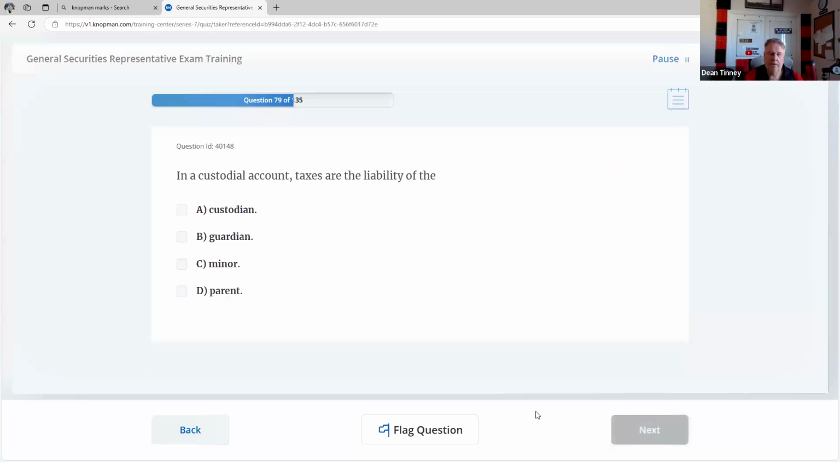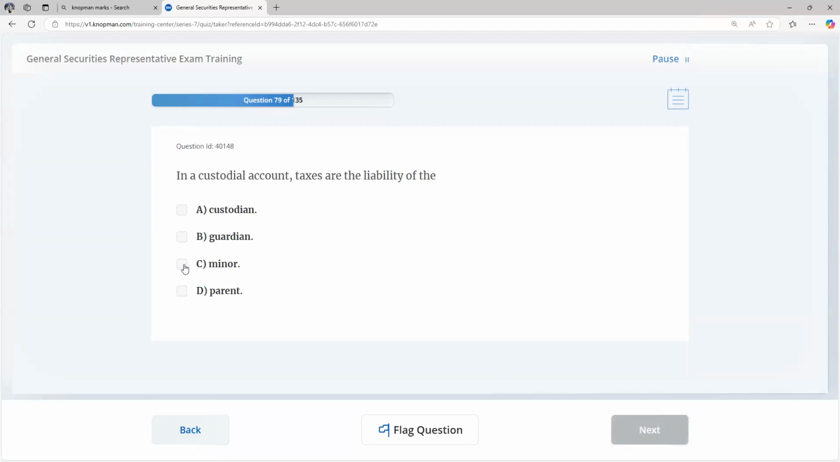In a custodial account, taxes are the liability of the minor, right? Right on.